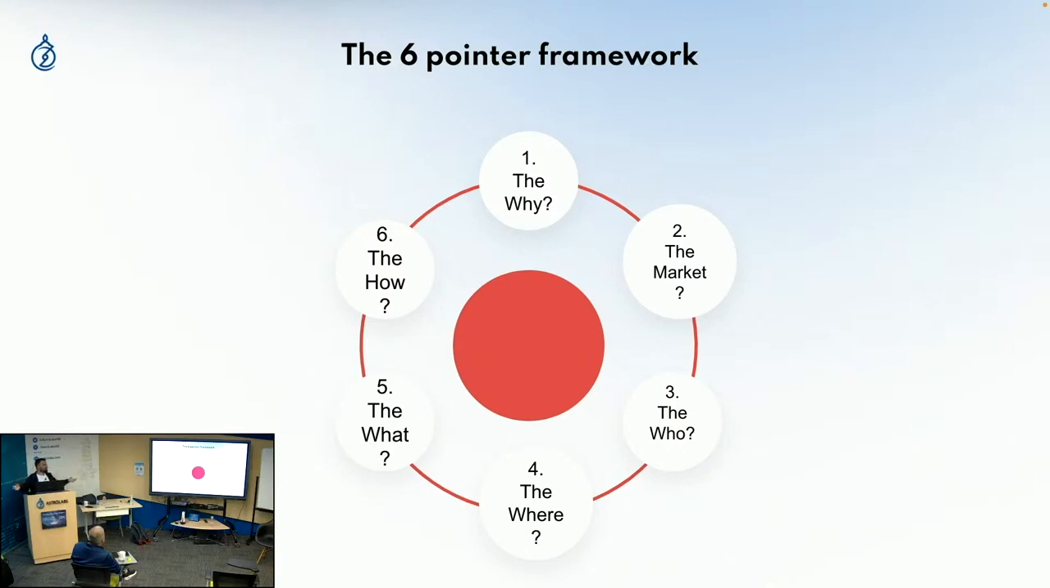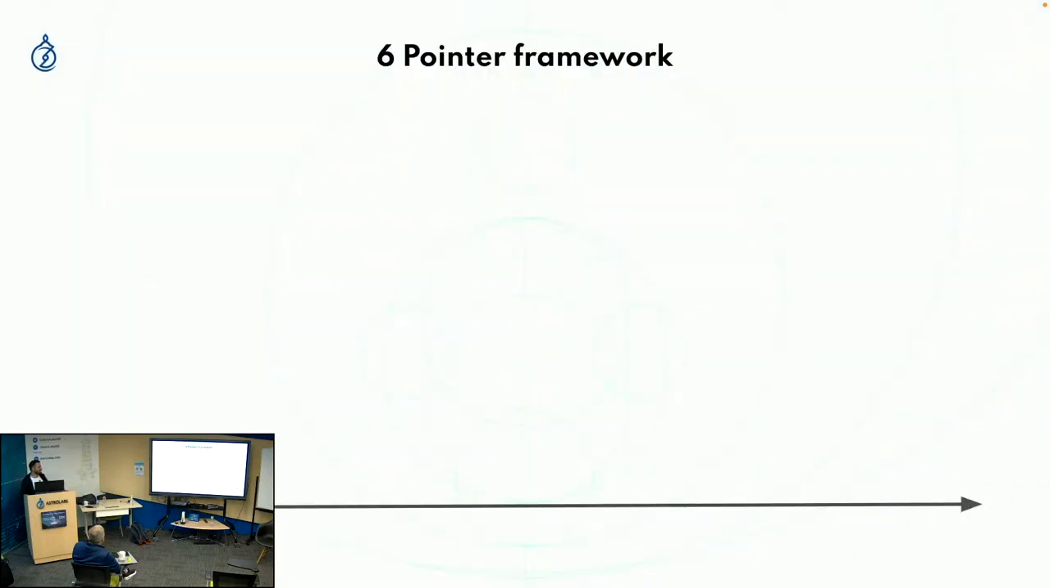Why are you doing this? What is the aim of your idea? What do you think the who means? The audience. The target. Yes, you guys are really smart. Okay, the first one is the why.